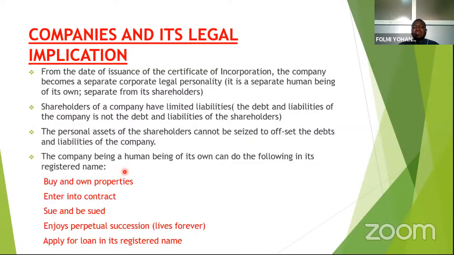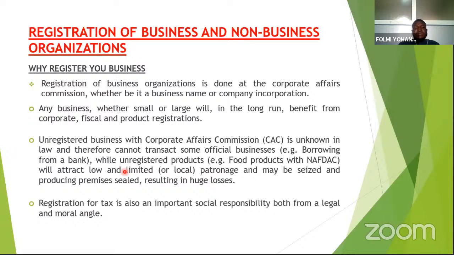The company too is regarded, even though human beings are responsible for running the company, but in the eyes of the law, it is an artificial person, and there are certain things that that company can do. So these are the legal implications. So let's look at registration of business and non-business organizations.